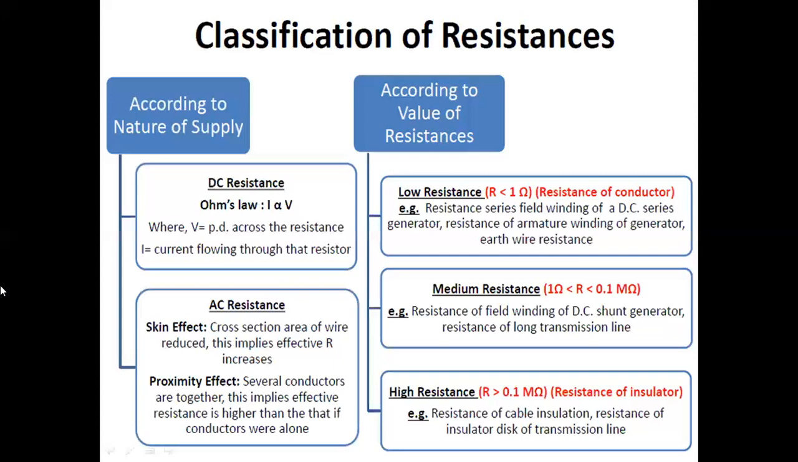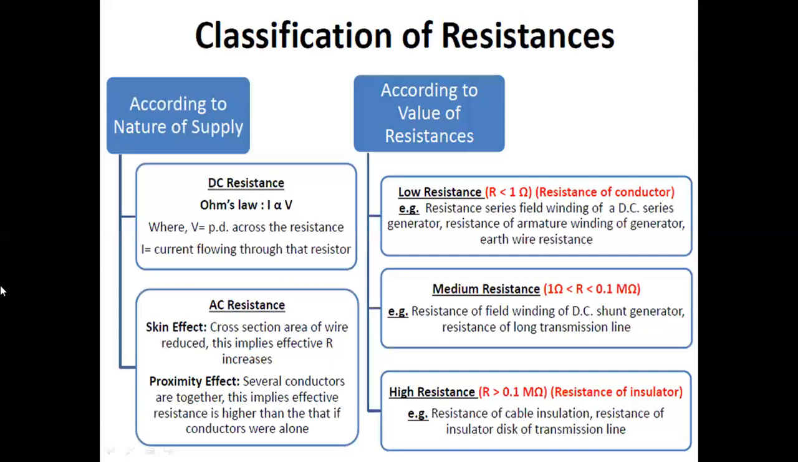But there are some special effects in the AC circuit. First one is skin effect and the second one is proximity effect. Depending upon the skin effect and the proximity effect, the effective resistance of the resistor will increase. That's why there are two types of resistance. First one is DC resistance and second one is AC resistance, where the effective resistance of the resistor will change depending upon the supply. I am repeatedly saying the effective resistance of the resistor.